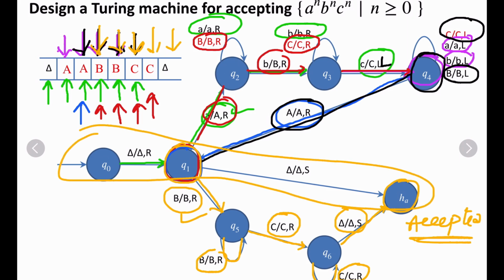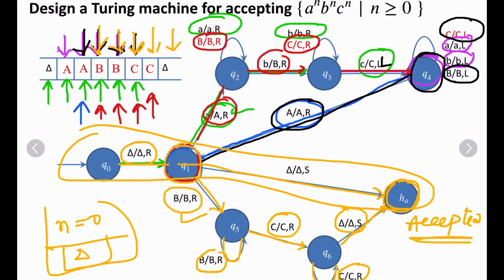When do you get this transition? When n is equal to 0, so you will get an input having only delta. Read the delta, straight away reach the accepting state. Those are the cases where you use this transition, right? Delta has come, it will go this way.